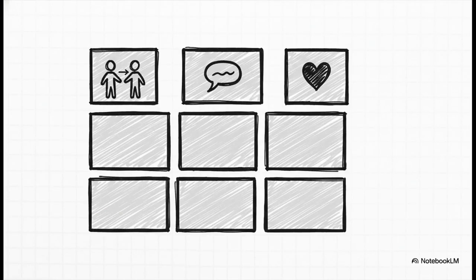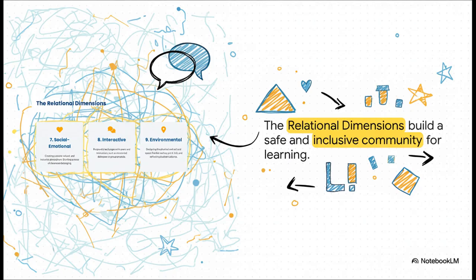Okay, so we've covered the instructional and the sensory stuff. Now we get to our final group. And honestly, this one might be the most crucial of all, the relational dimensions. This is all about the human element, the stuff that turns a classroom from just a room into a real community. First up, you've got social-emotional support.